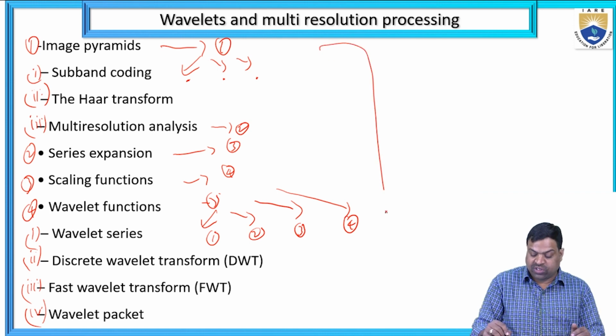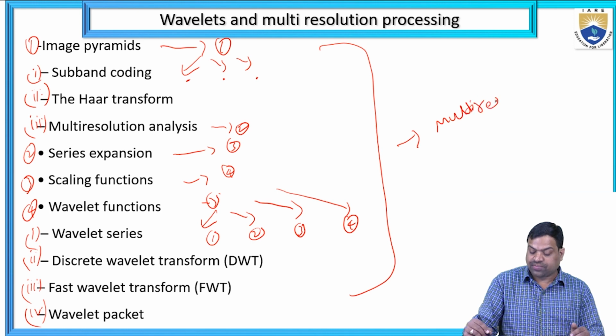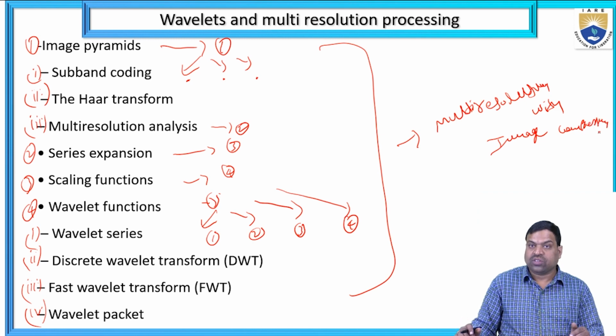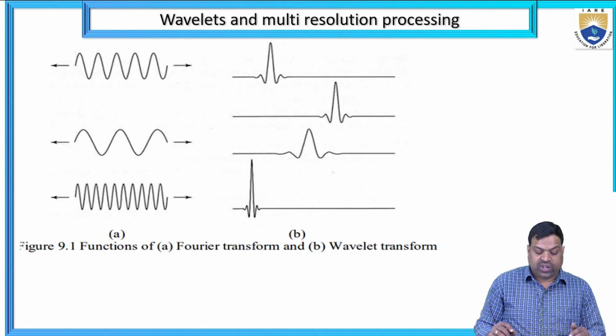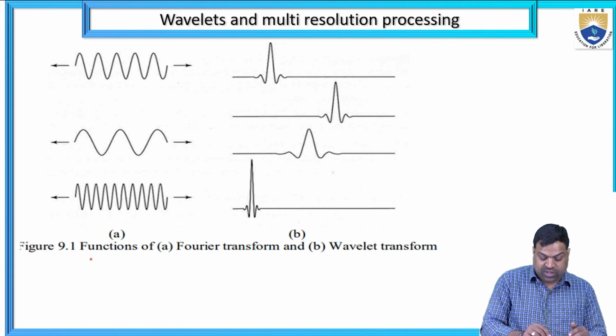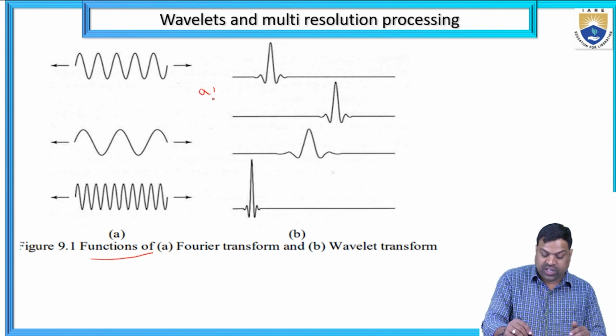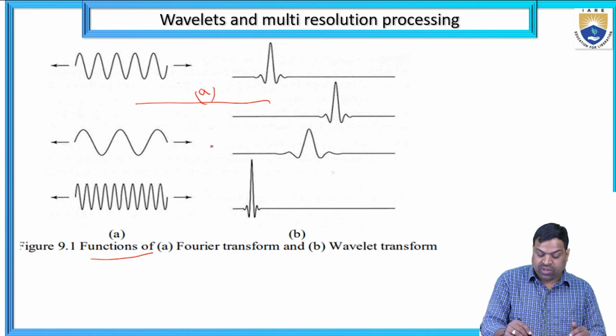So what is the need of all those things? We are going for multi-resolution with image compression. Here is one example. Here are the functions of the first one. Figure A is a Fourier transform. Figure B is the wavelet transform. So Fourier transform and wavelet transforms are there.